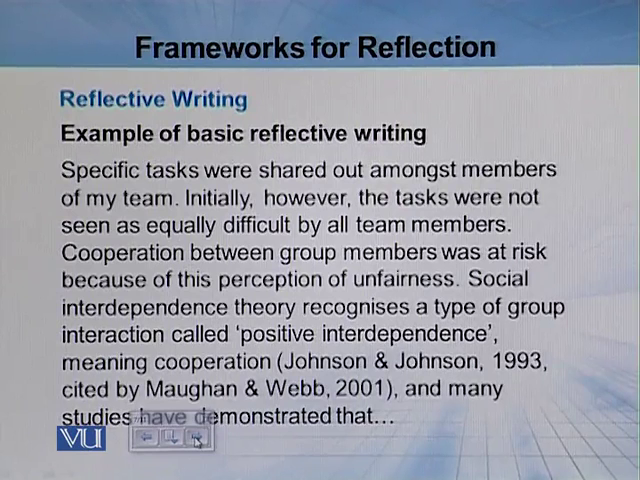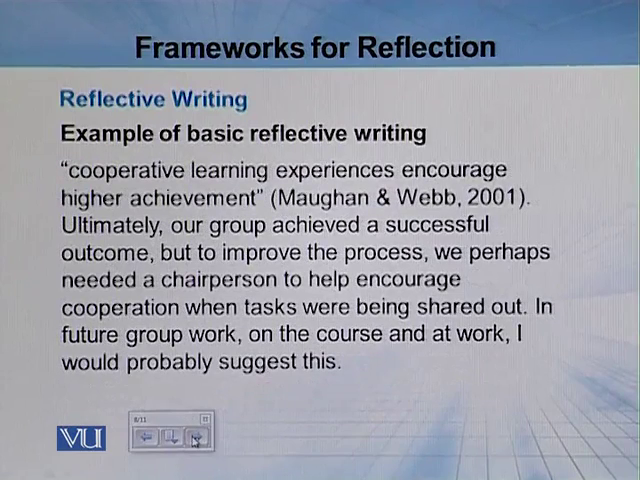Then the reflective writing goes on to talk about the occurrence from a different point of view. For example, social interdependence theory recognizes a type of group interaction called positive interdependence. And it's at this point you can see the reflective practitioner is beginning to analyze and to think deeply about the occurrence. This is the interpretation aspect of reflective writing. And the writing goes on at the end.